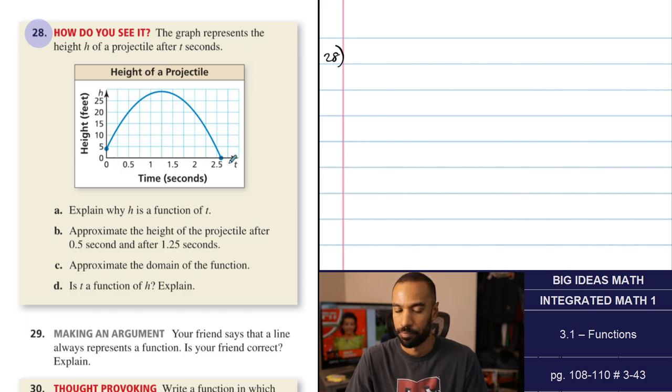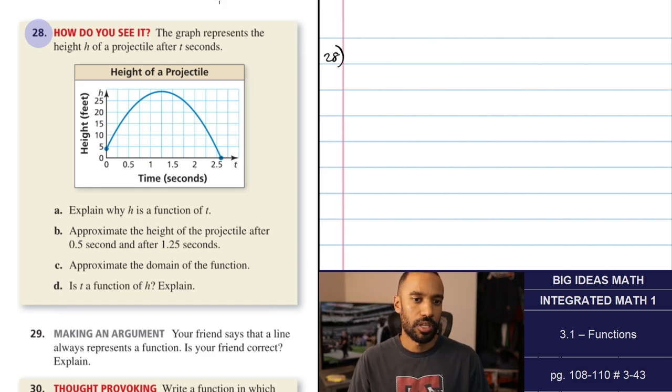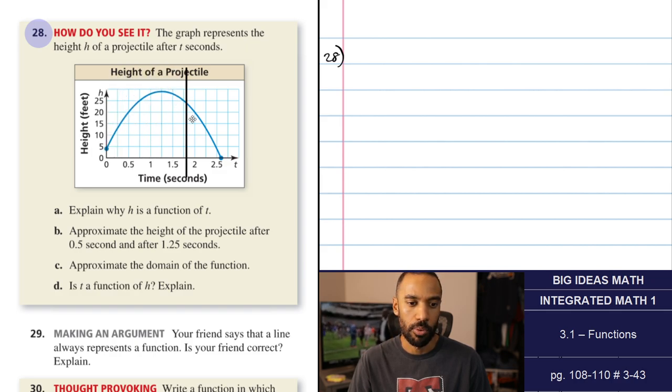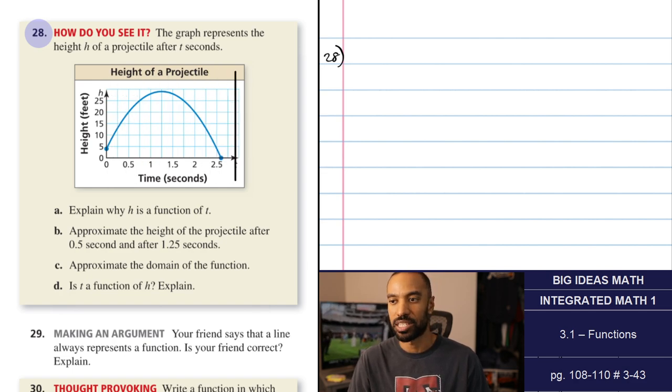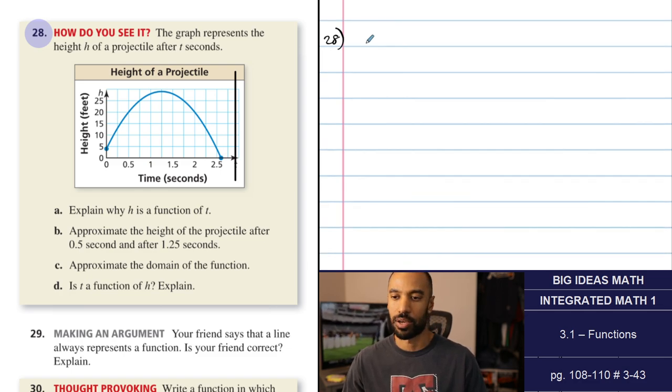But this is time. I just want to make sure you fully get that. Explain why h is a function of t. Well, if we're talking about each input has one output, this is a graph, we've mentioned the vertical line test. This thing passes the vertical line test because there's always just one point for every t value that we pass through. At one time, the projectile is never at two different heights. Right? That's how I see it.